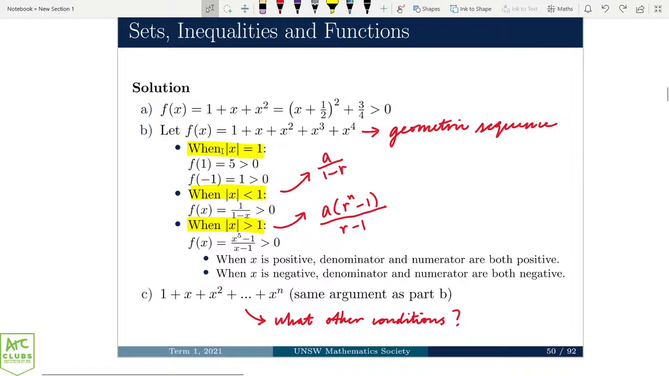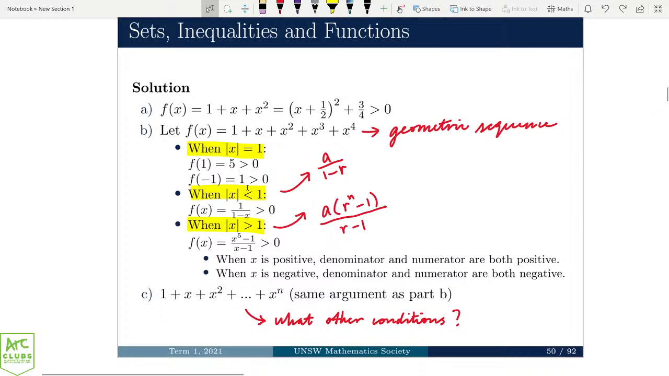So here I've listed when the magnitude of x is equal to 1, then we can just do this by simple calculation. f(1) is equal to 5, which is greater than 0. And then f(-1), which is equal to 1, is also greater than 0.